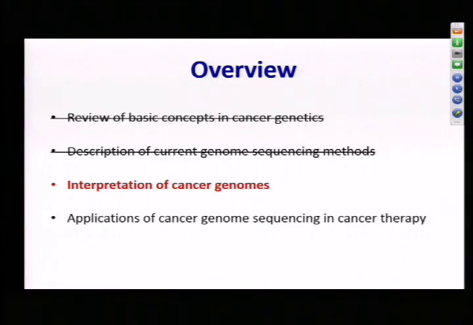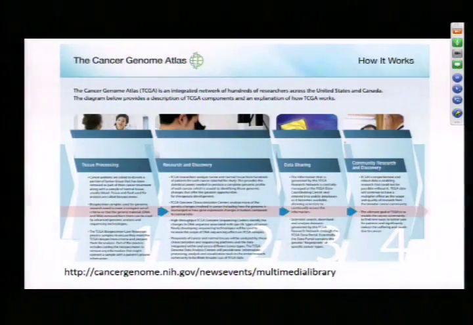We can get the information now. It's not that expensive, but how do we interpret it? How do we understand it? And in part, this has been aided by this entity that the National Cancer Institute has funded partially called the Cancer Genome Atlas. It's an NIH, NCI-funded effort that's been going on for the past 7 years or so.